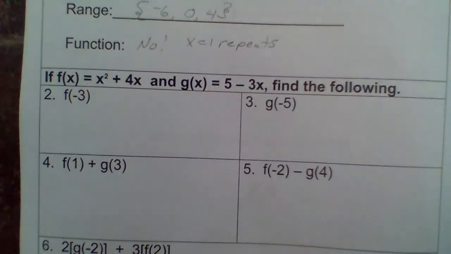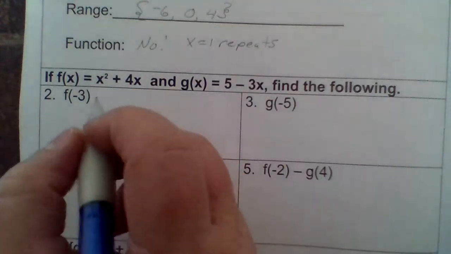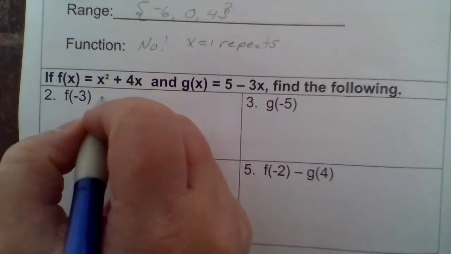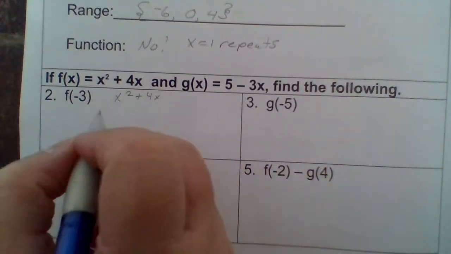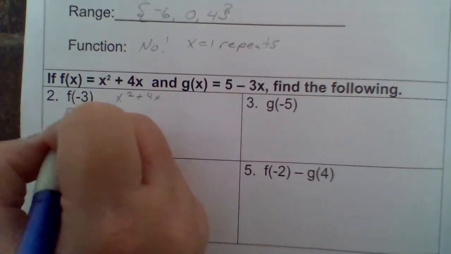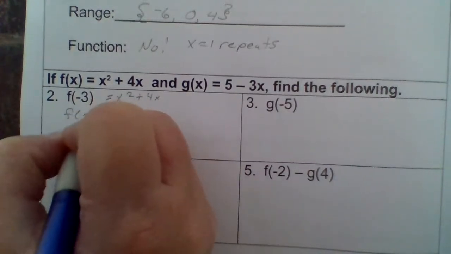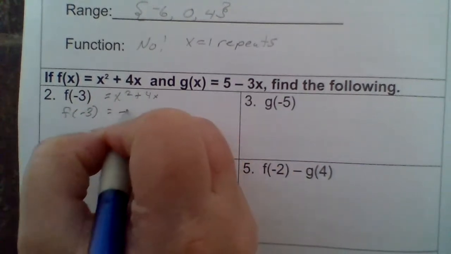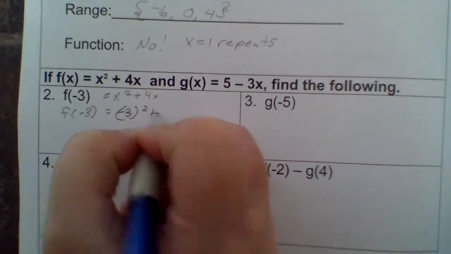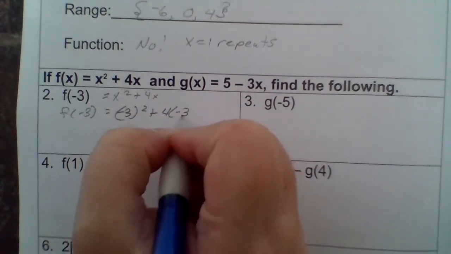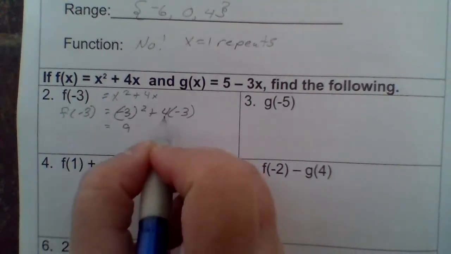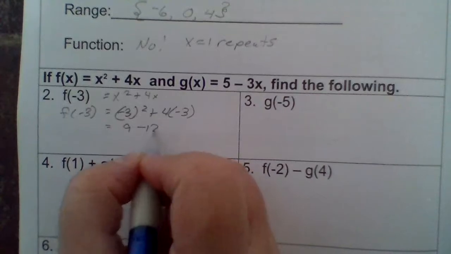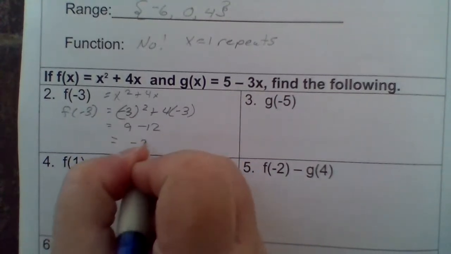Okay, now we're going to have a couple of functions and we're going to have to evaluate and find the following. So f of -3. F of -3, we're plugging into x squared plus 4x. So f of -3 equals, make sure you put your negative in parentheses, (-3) squared is 9. Positive 4 times the -3 is -12, which gives -3.